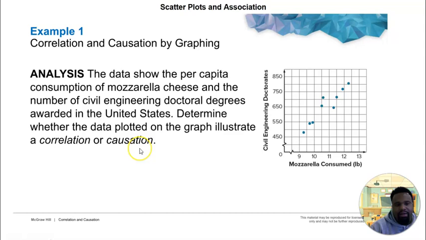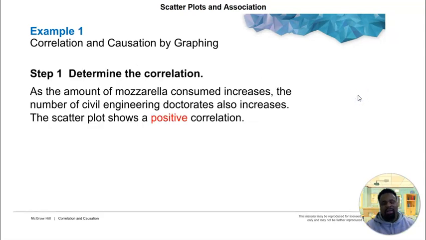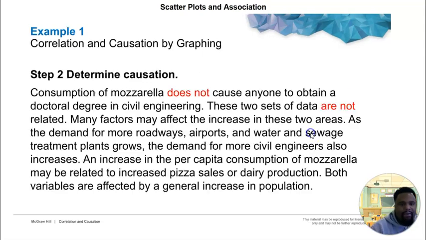So you want to determine if it's correlation or causation or both. We do have a relationship here. There's an association. As the amount of mozzarella consumed increases, the number of doctoral degrees increases. So there is correlation. But as far as causation goes, there's no association between those two points. So the consumption does not contribute to anyone getting a doctoral degree. They're not related.